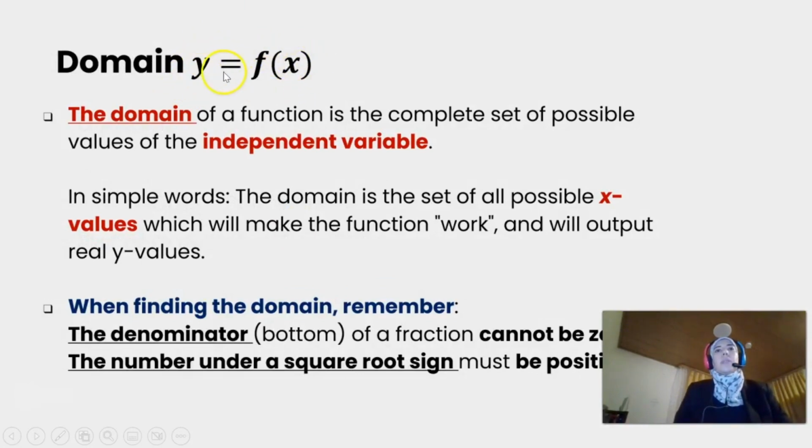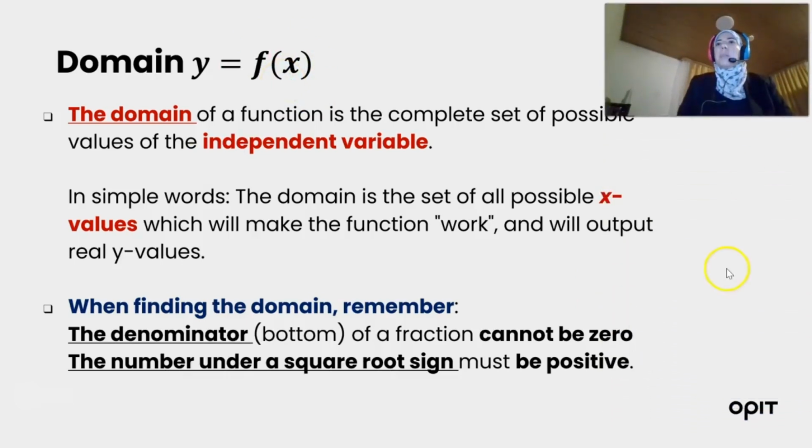Last time we discussed y equals f of x as a function where x is the input and y is the output. Now, what's the meaning of domain? Domain of a function is the complete set of possible values of the input, the independent variable x. What are the values of x input that will not make a problem with the function f of x? And the question now, what's the meaning of a problem? What could make a problem in a function?